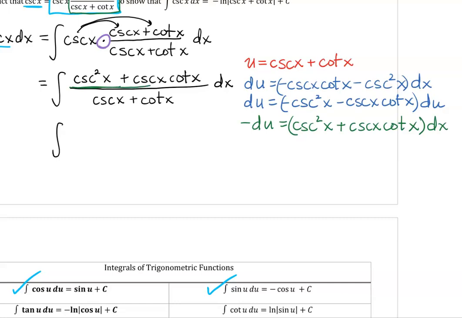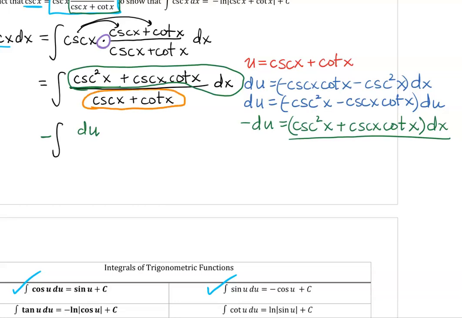So everything that's right here is exactly what's written in green on the right-hand side of this. So I will be subbing in a negative du for that. And then everything that we have in the denominator, cosecant x plus cotangent x, in fact, I'll just circle that in red. All of this is exactly what we chose as u. So this is du divided by u. And we know now from this lesson that the integral of du divided by u is natural log of the absolute value of u plus c. And I just brought this negative down that was already there.